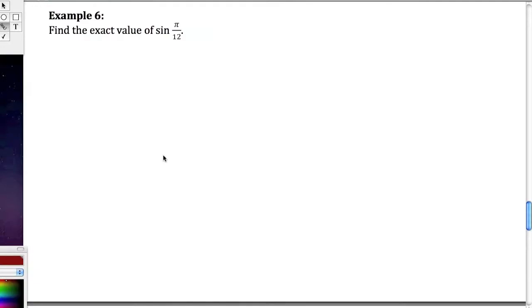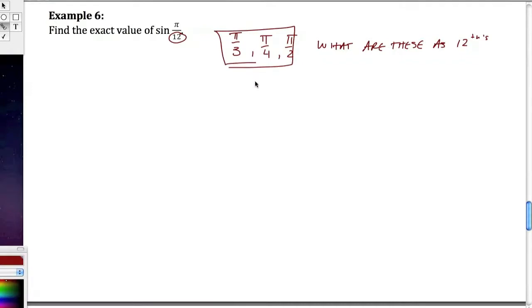The key to doing these sum and difference formulas problems is really picking out exactly what is easiest for us. Okay, so when we find the exact value of sine of pi over 12, we need to know what makes up pi over 12. Well, if I think about this in a certain way, I can kind of come to grips with easy things. Okay, so if I look at pi over 3, pi over 4, pi over 2, I'm asking myself, what are these as twelfths? Because that's my denominator. And these are my easy fractions from my unit circle. They're going to base most of these things on the unit circle.